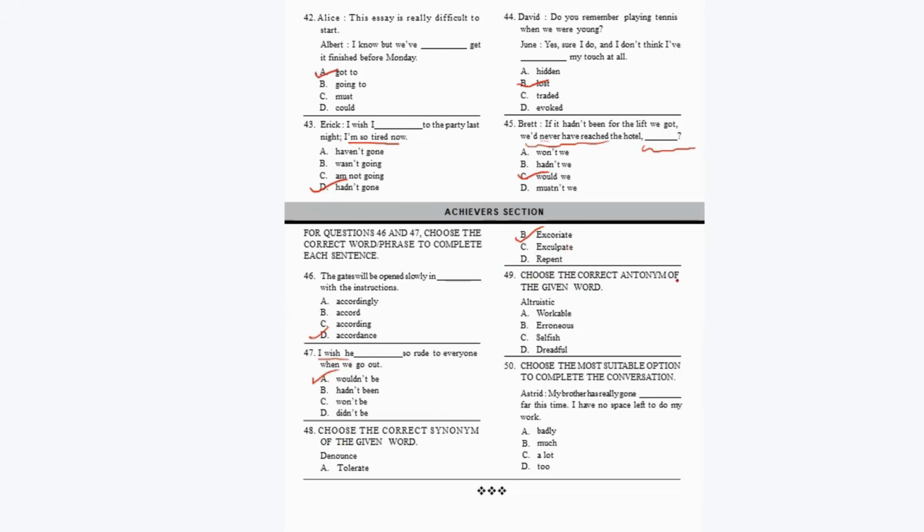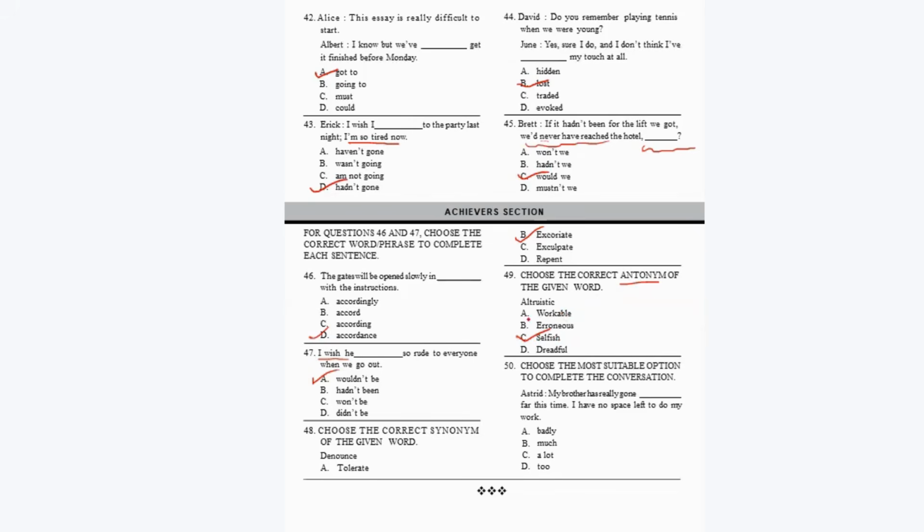Next, choose the correct antonym of the given word. Antonym means you have to find out the opposite of the given word. Altruistic. What do you mean by altruistic? It refers to the person who is very kind to others, who thinks about the welfare or well-being of the people. Okay, it means a person who is not selfish, who's very kind. So here the opposite of that would be selfish. So answer C is your correct answer.